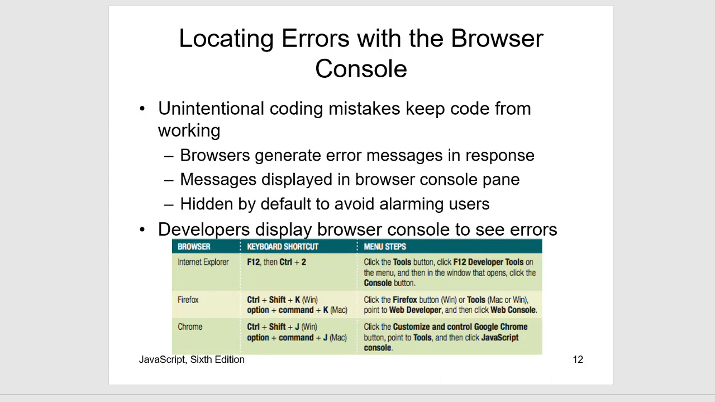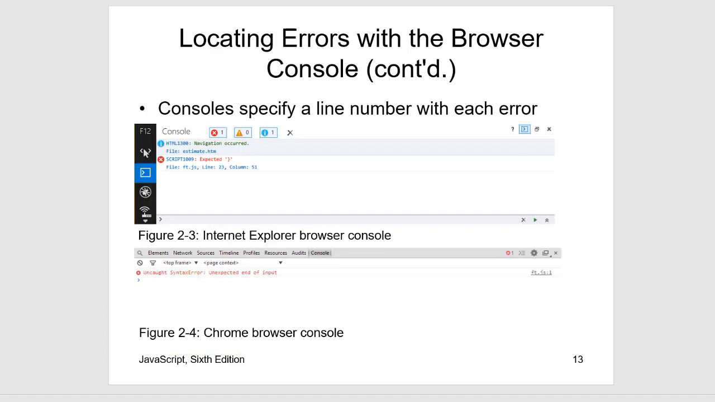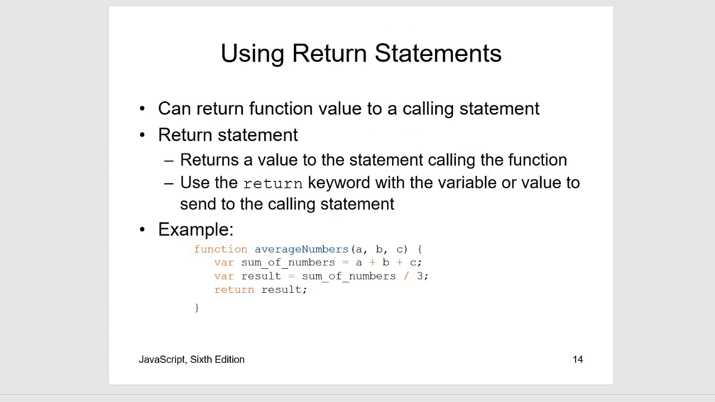Locating errors with the browser console. Unintentional coding mistakes may cause problems. If you use these keyboard shortcuts or the menu steps, you can find where the browser has errors with something that you might have typed in.